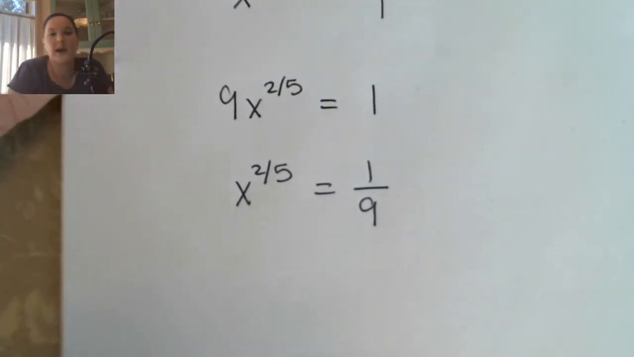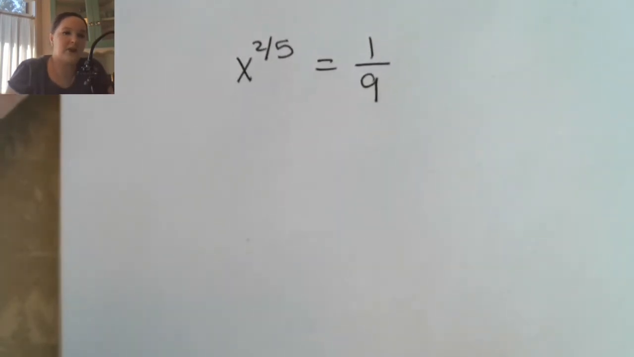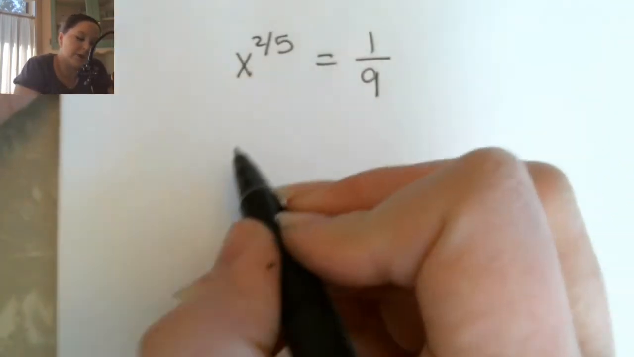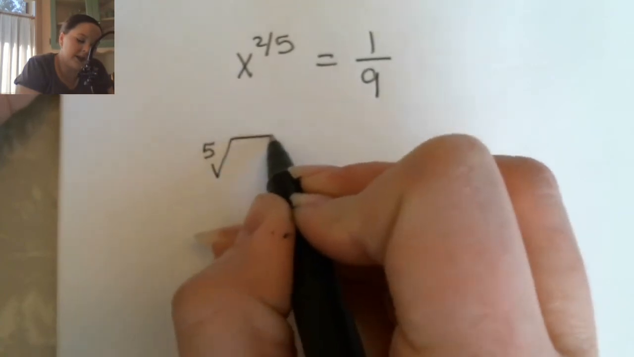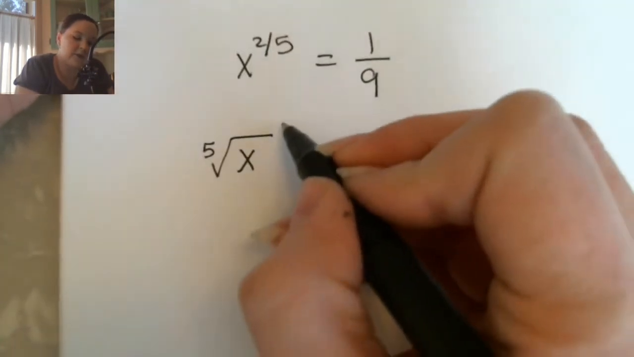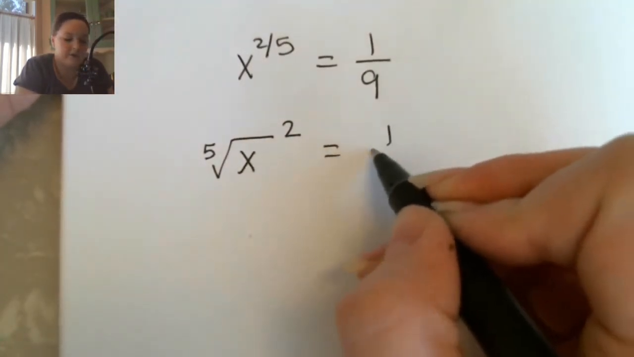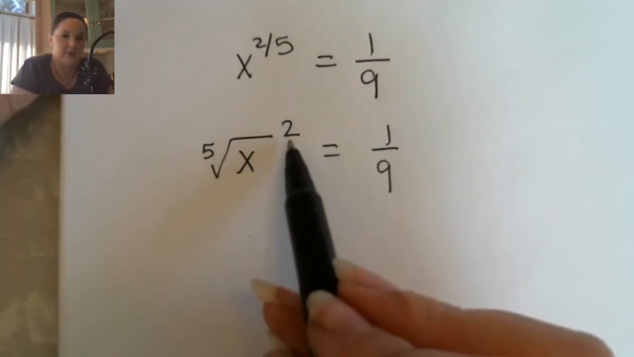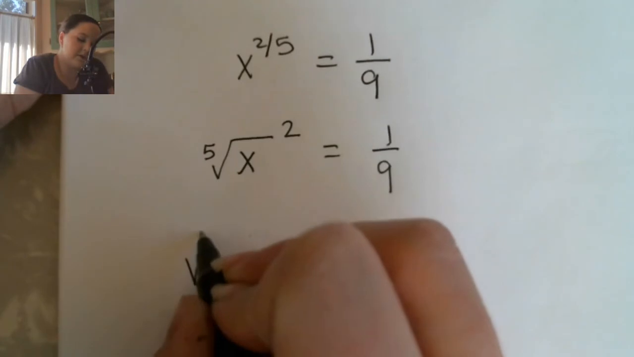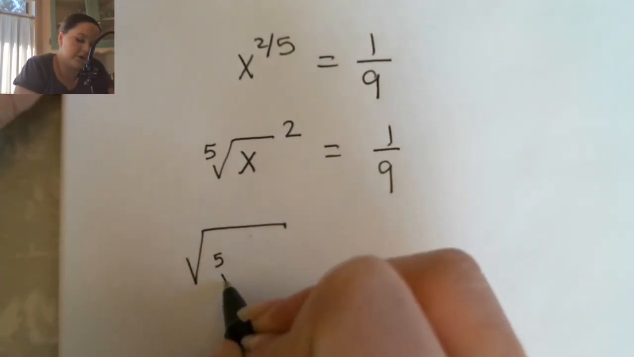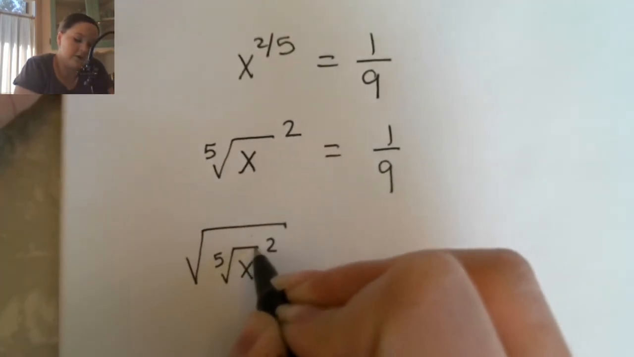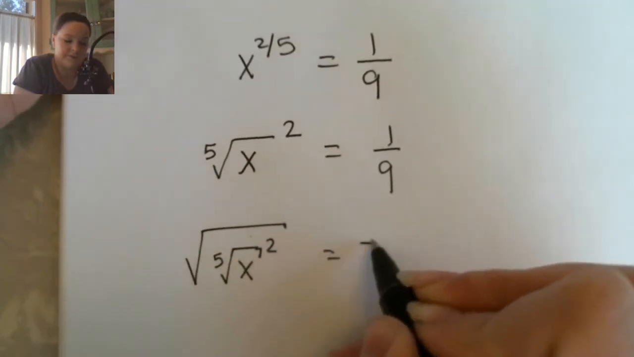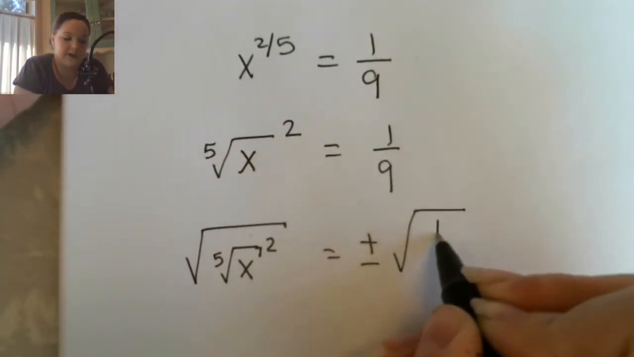Okay, so now we have an equation that's a lot like the previous example, so I'm going to change it to radical form. Remember, the denominator becomes the index, and the numerator becomes the exponent. Now I'm going to get rid of my exponent by taking the root, so I'll do square root, not forgetting about plus or minus.